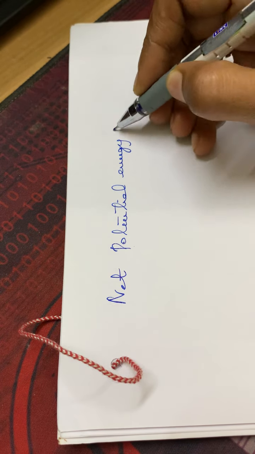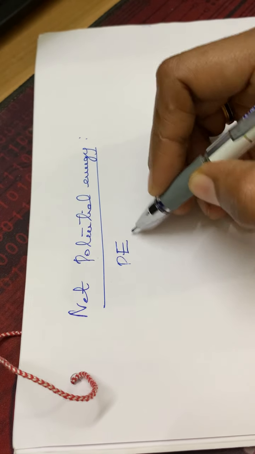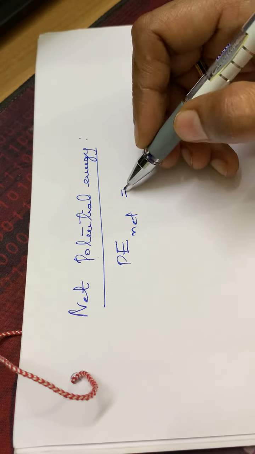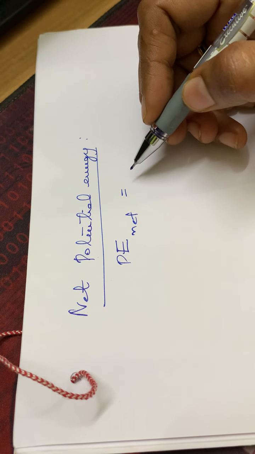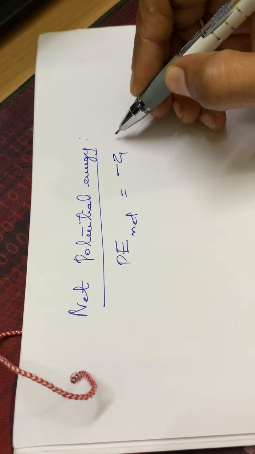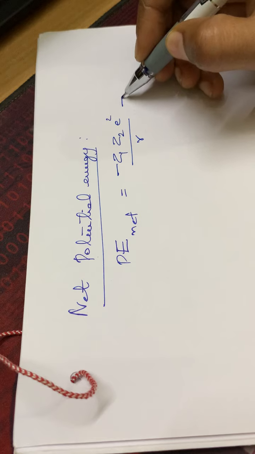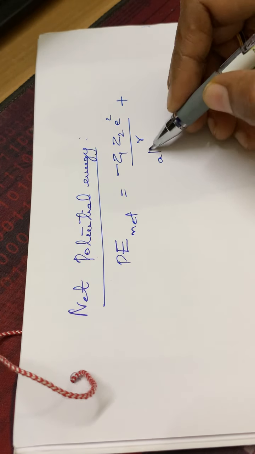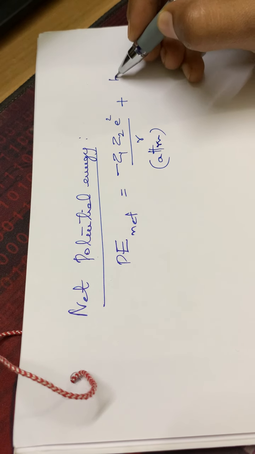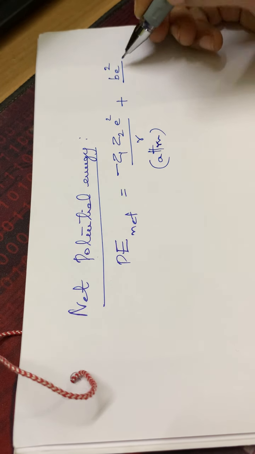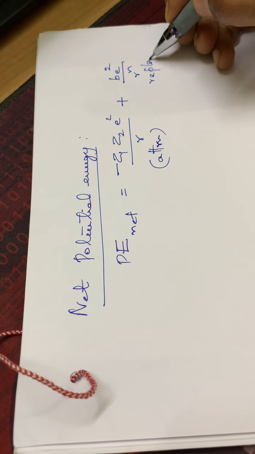Net potential energy. We can represent it as potential energy net, the total potential energy. What is the potential energy due to attractive interaction? It is minus Z1 Z2 into E square divided by R. And the potential energy due to repulsive interaction is B E square divided by R raised to N. So this is the potential energy due to repulsion.